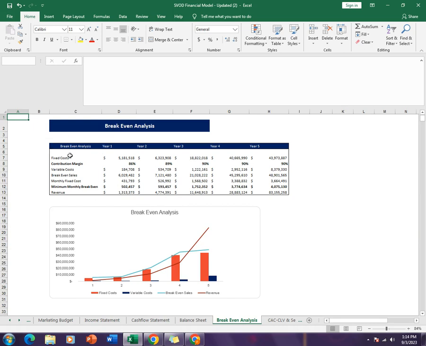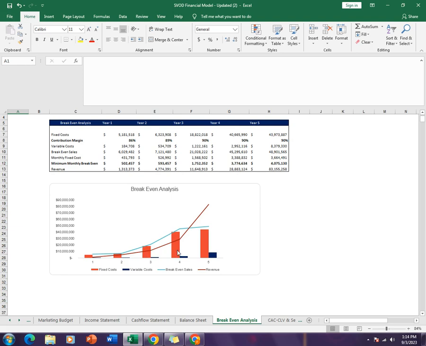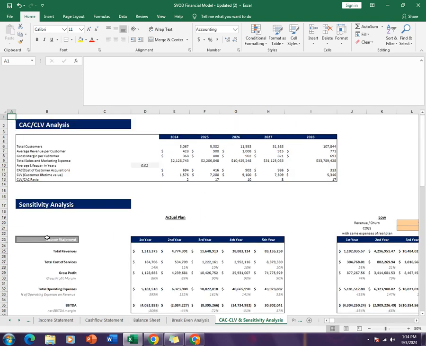Break-even analysis tells you about the 5 years break-even sales required by the company. It also gives the graphical information. Then comes the CAC and CLV analysis, which tells you about the customer acquisition cost as well as customer lifetime value and the ratio between the CLV over CAC.